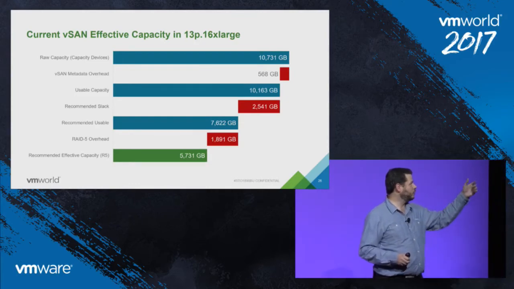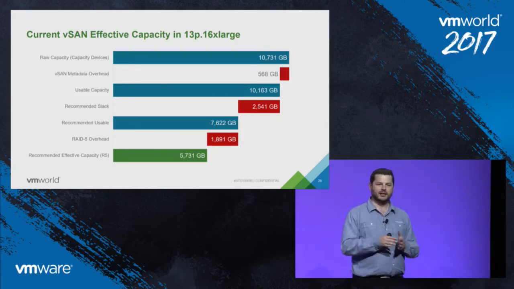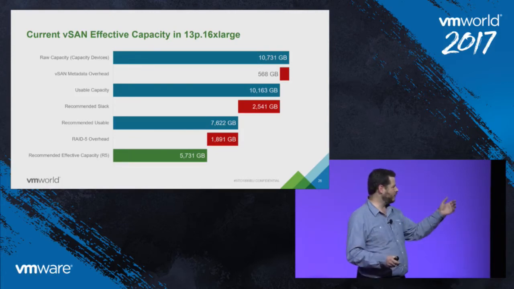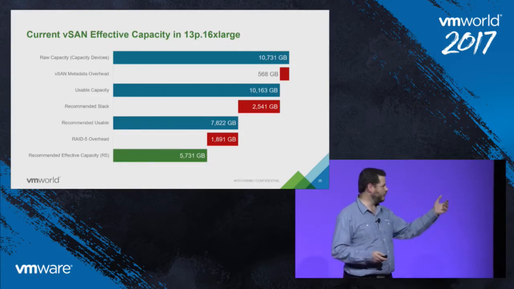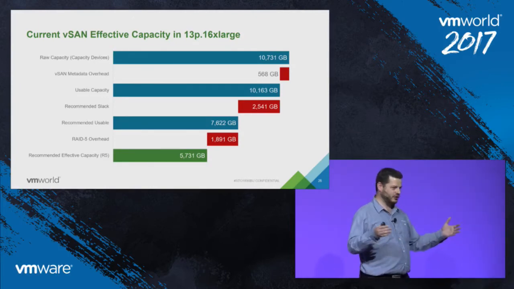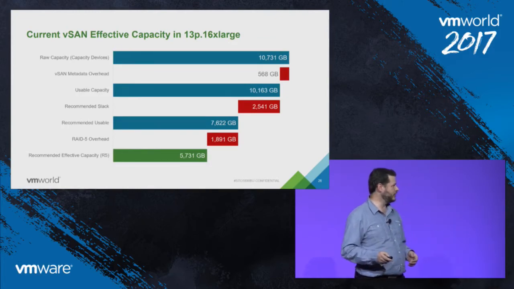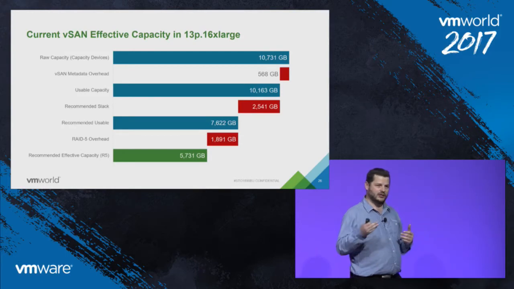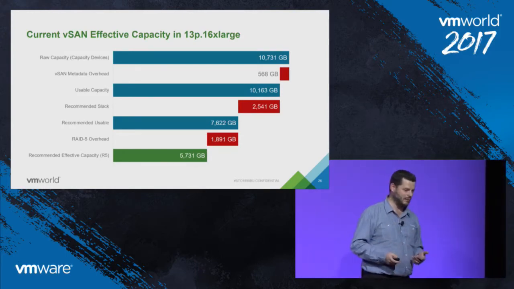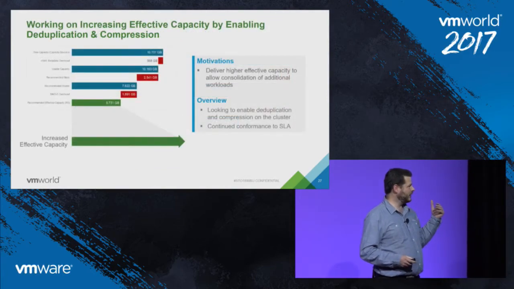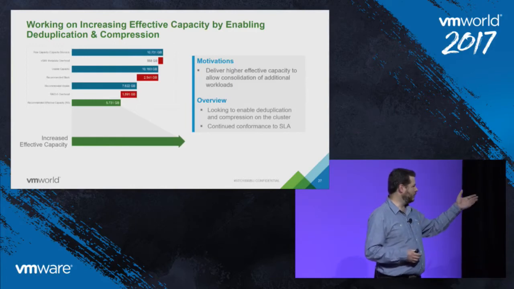If you look at the raw capacity devices that you have, you'll take off some metadata overhead. You have some slack space that you would take off as a recommendation, and then depending on what erasure coding you're using, you would take off some overhead for that as well. That gives you the capacity that you would present specifically to your virtual machines. Initially, we've really optimized for resiliency and for performance in this environment. As we go forward, we're looking to provide some lower cost options as well.